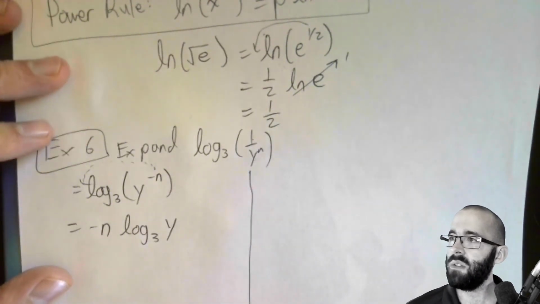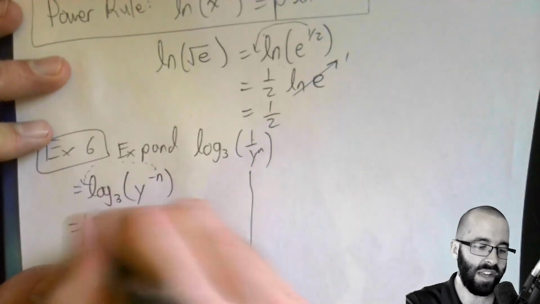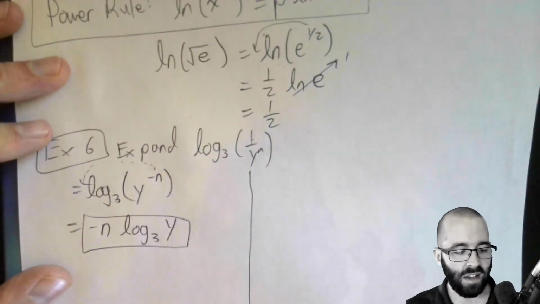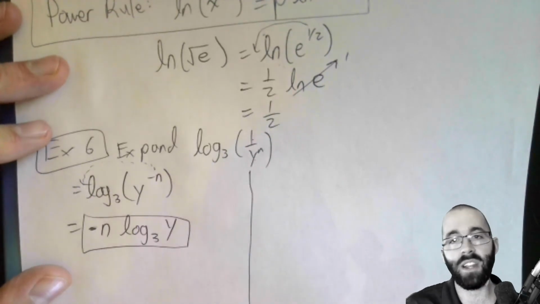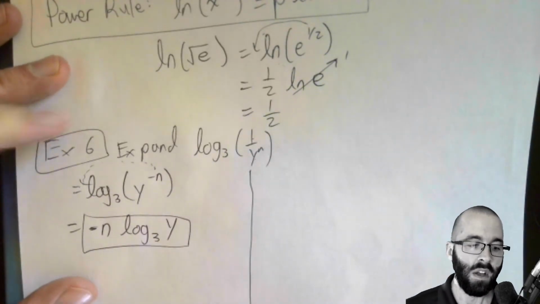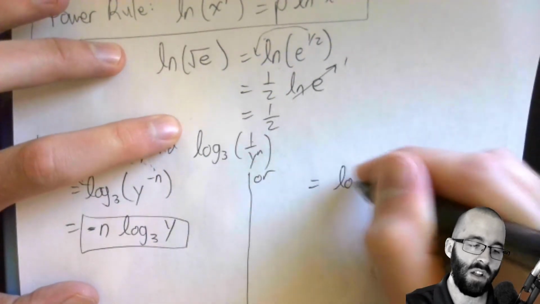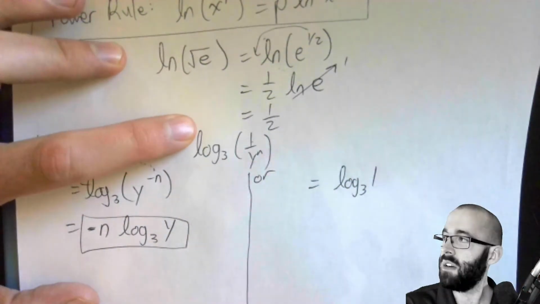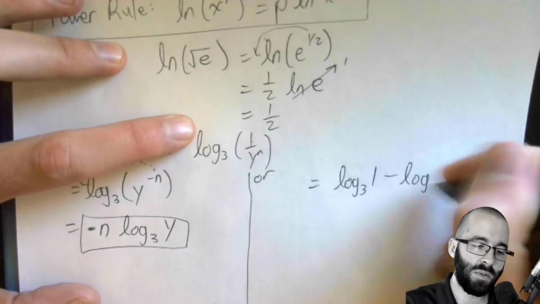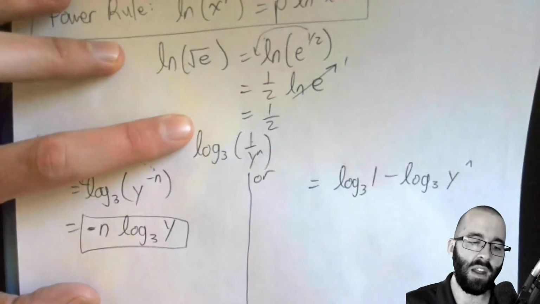But maybe you don't want negative exponents. Maybe you hate negative exponents. Maybe you just don't remember what negative exponents do. You could use the quotient rule here. You could also say this is log base 3 of the numerator minus log base 3 of the denominator, which is y to the n.